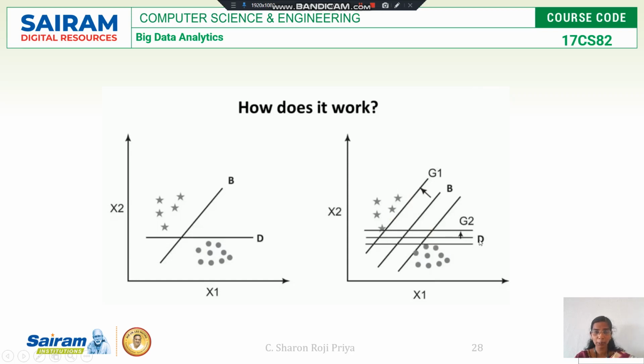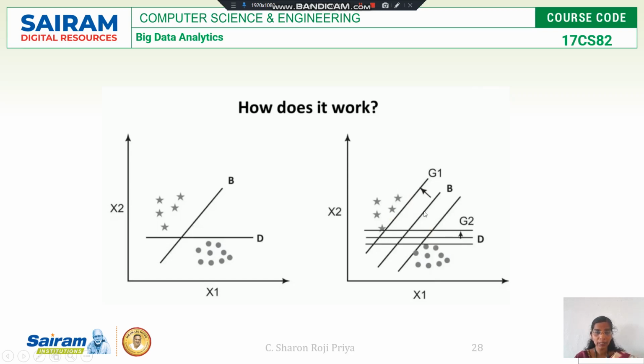Similarly, to the next hyperplane D, draw parallel lines. Now this is my D hyperplane. Draw a parallel line touching the nearest data point of my star class. Similarly, draw another parallel line touching the nearest data point of my circle class. This distance is my margin distance. Assume this distance as G2. Find which is the maximum distance, whether G1 or G2.